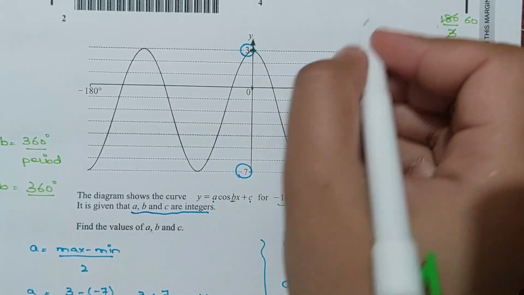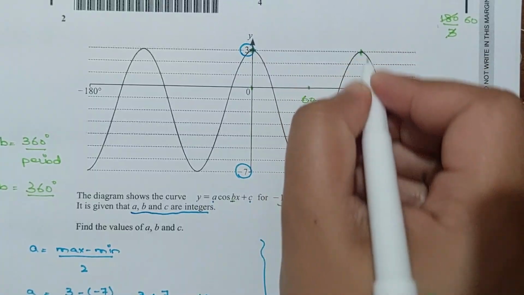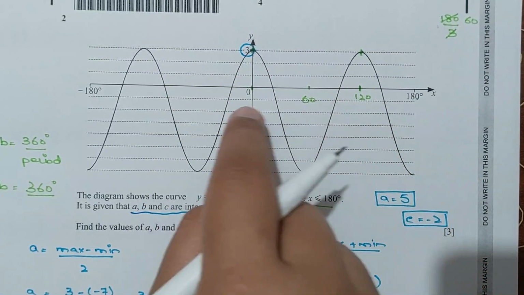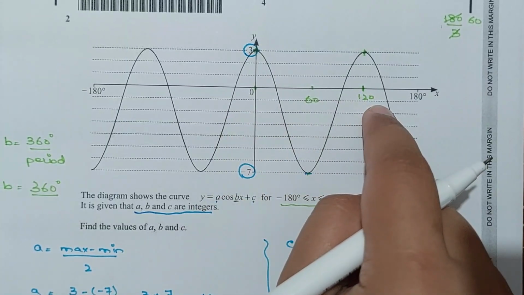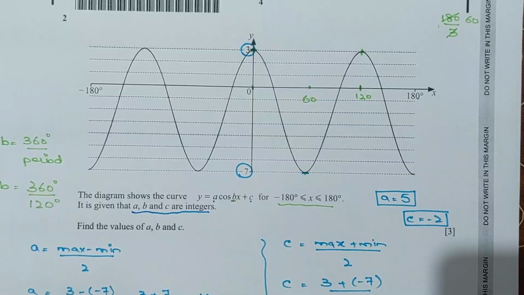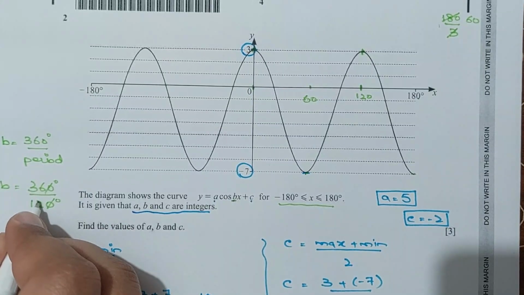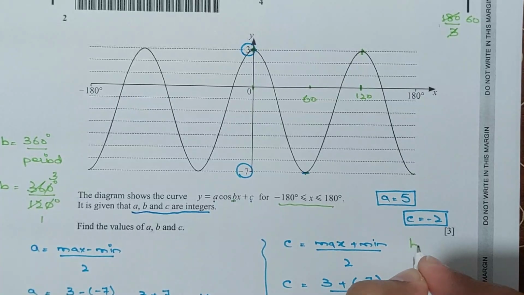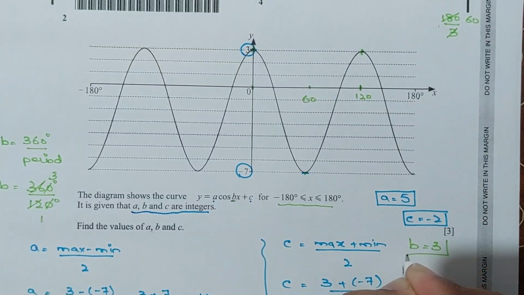So this maximum is at x equals 120, and this maximum is at x equals 0. Between 0 and 120, the difference is just 120, so the period of this curve is 120 degrees. Then B is 360 over 120. The zero is cancelled with the zero, 12 times 1 is 12, and 12 times 3 is 36. So the B value is 3, which is also an integer.